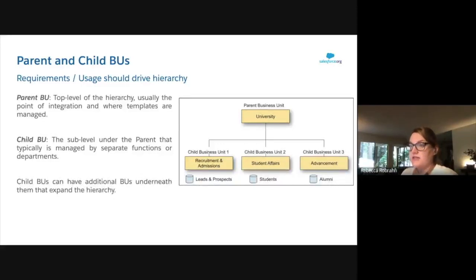And a child business unit sits underneath the parent business unit, so it's a sub-level underneath the parent, and it's typically managed by separate functions or departments or divisions. Child business units can have additional business units underneath them, so the hierarchy can get quite deep if needed per your business needs. You can see on the right just a very general high-level structure. So there's one parent business unit with 3 child business units, all at the same level as each other.